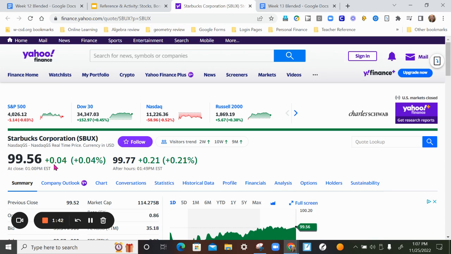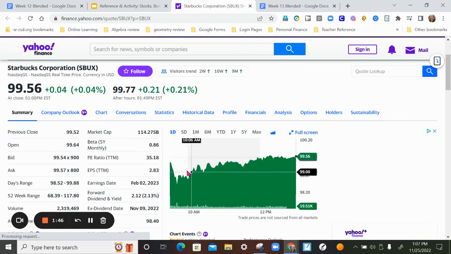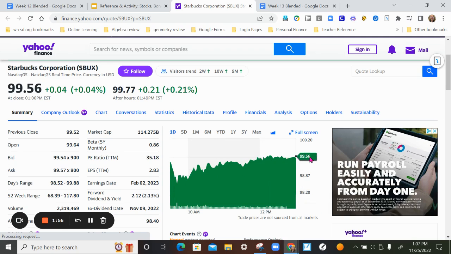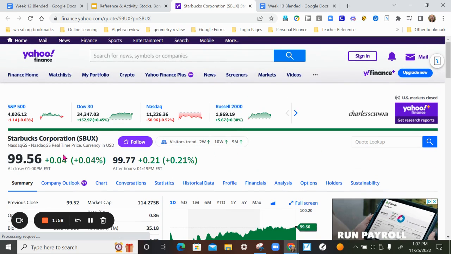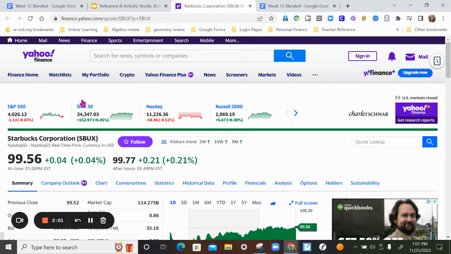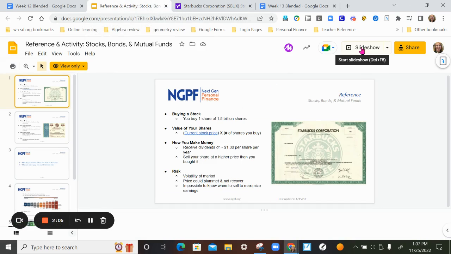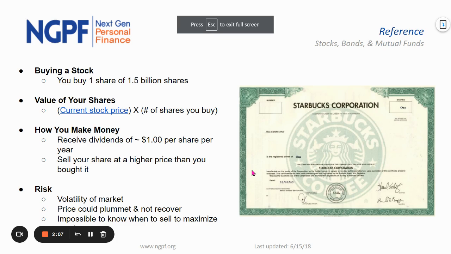And I can also see how much the price has gone up or down. And I can look and see over different lengths of time, how has their stock changed. So we can see that it was a little bit lower, and now it's gone up again. And in real time, you would see this jumping up and down to show what's actually happening. Okay, if I come back to this information.